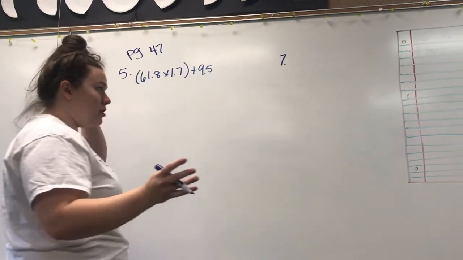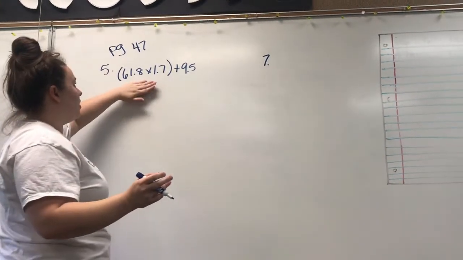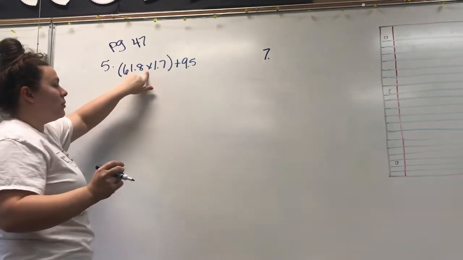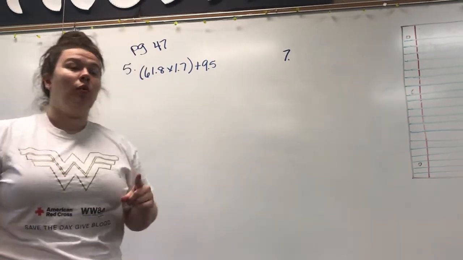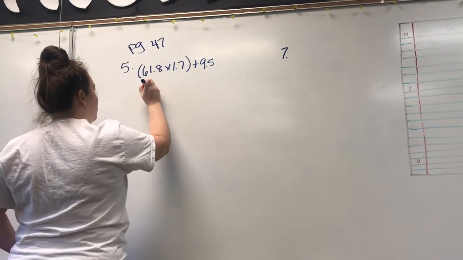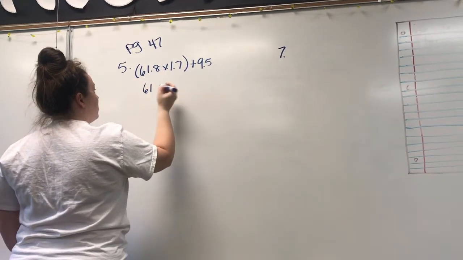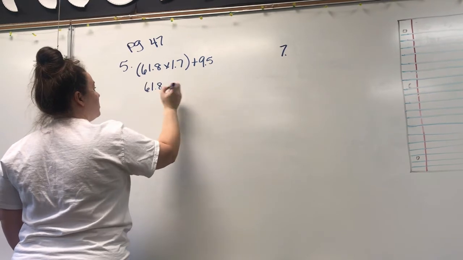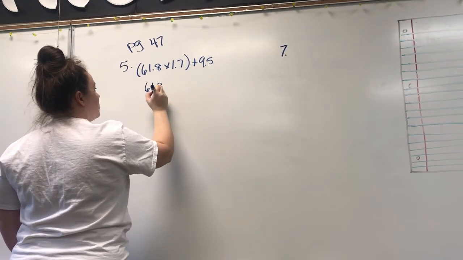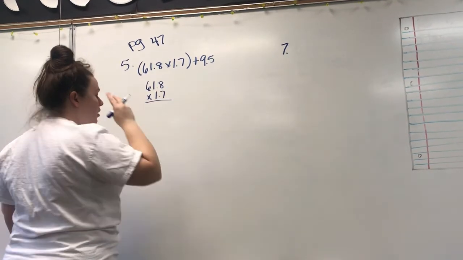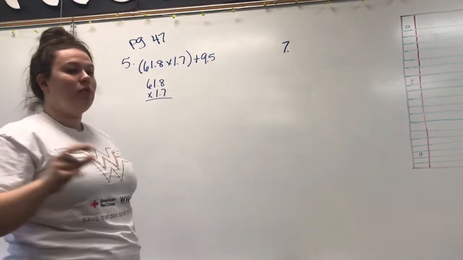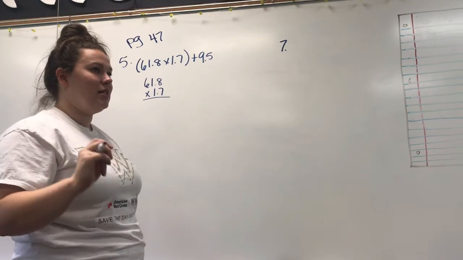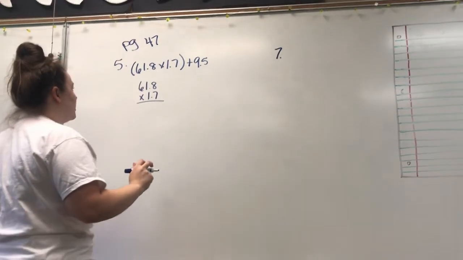So where do we always start? We always start inside the parentheses, okay? That's a multiplication problem. Do we have to align our decimals? No, we do not. So 61.8 times 1.7. I did not estimate. If you want to estimate, I highly suggest it. It helps you get closer to the right answer, okay?